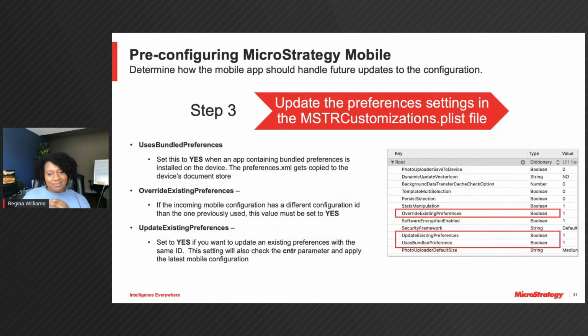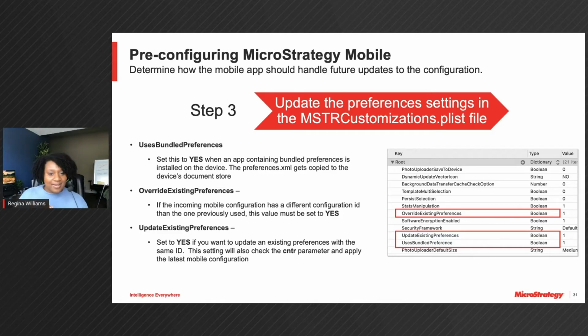So here in this plist file, we have 3 very important settings. One is called use as bundled preferences. Then there's override existing preferences, and there's update existing preferences. So these go hand in hand with the preferences XML that we just copied in. The first setting, if that is set to true or yes, means that the MicroStrategy app will take that preferences XML that we just copied and store it in the app's device cache store. And it will use that preferences XML to decide which environment to connect to and which home screen document to show.